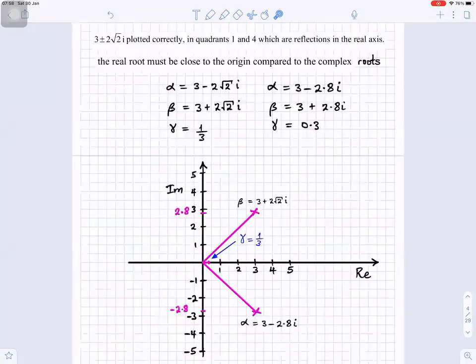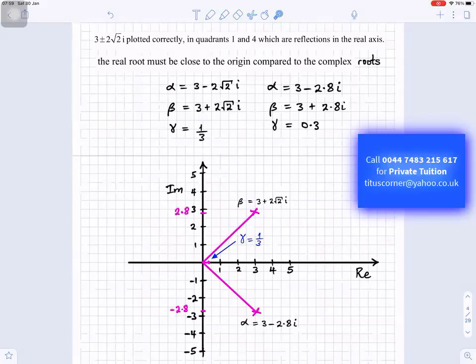So 3 plus or minus 2 root 2 i must be plotted correctly in quadrants 1 and 4, which are reflections in the real axis. So it's like a reflection in the real axis: the real axis is like the mirror. The real root must be close to the origin compared to the complex roots. So this is the real root, gamma, 1 over 3, which must be close.